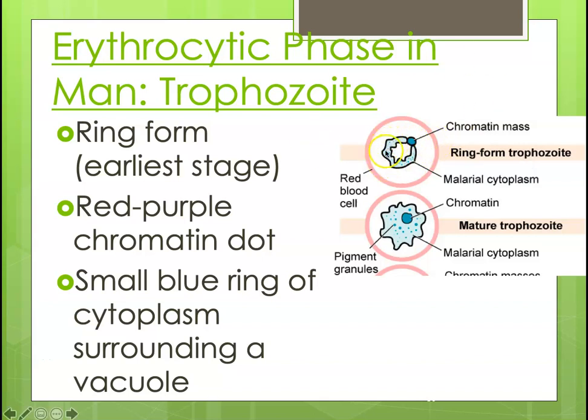This looks like a ring, obviously, with a little dot. This is your chromatin mass, and this is a very small ring of cytoplasm that has a vacuole in the middle. So this is your earliest stage, called the ring-form troph. As the trophozoite matures, that vacuole disappears and we get more cytoplasm, but we still have our red or purple chromatin dot.